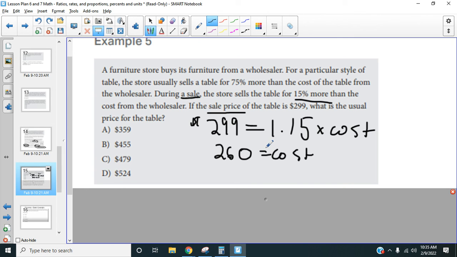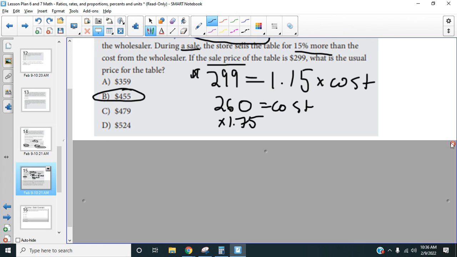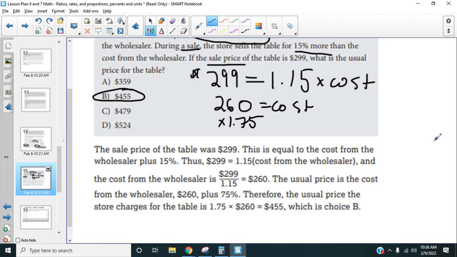But then what they're asking is, how much are you going to sell it for? Because you're going to make a profit, right? It says you're going to sell it for 75% more than cost. So now let's take that times 1.75. And if you do that, you get 455. There you go. Here's the SAT version of the solution. Pretty much the same thing. Okay.